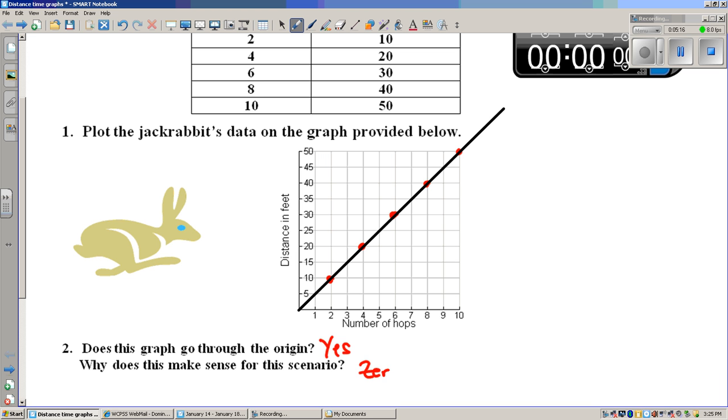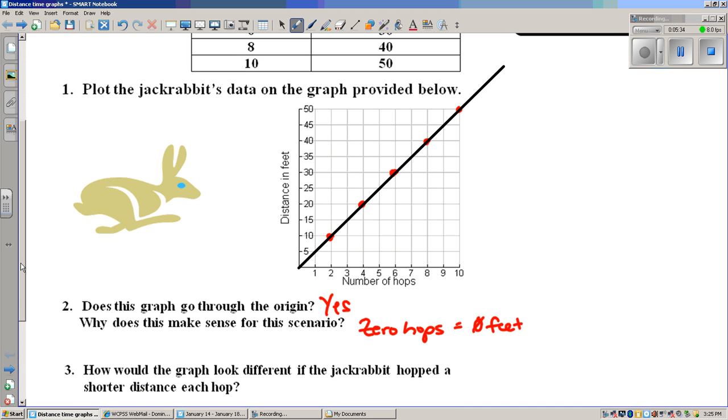So why does this make sense for the scenario? Well, 0 hops equals 0 feet. You can phrase that any way you like, but basically, if he doesn't hop anywhere, then of course there's no distance covered.